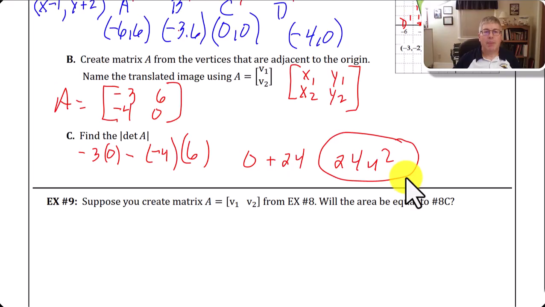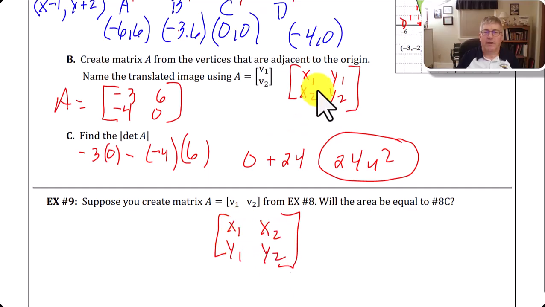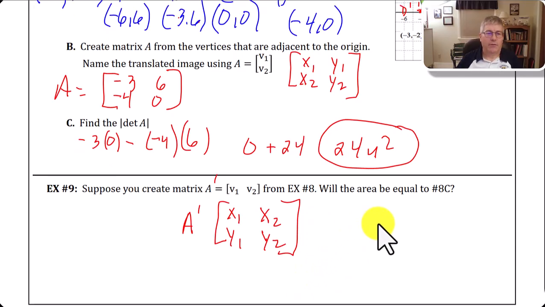In example 9, it says suppose you create a matrix V1, V2. So instead of writing our ordered pairs horizontally, we're actually going to write them vertically. This means we have x1, y1, and then x2, y2. So our ordered pairs are written vertically instead of horizontally. It's a little counterintuitive. We'll create a new matrix, maybe we'll just call it A prime, and we'll calculate our determinant and see what we get.